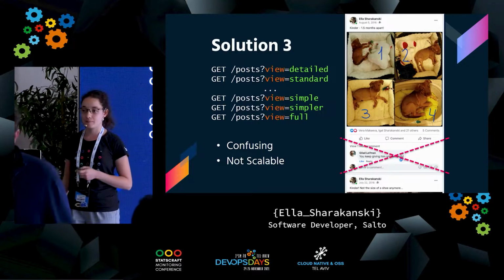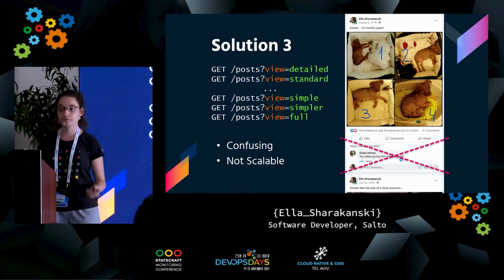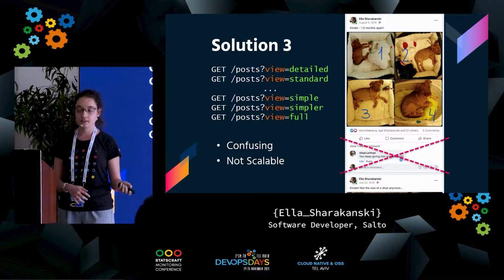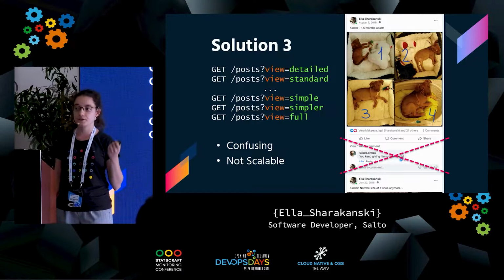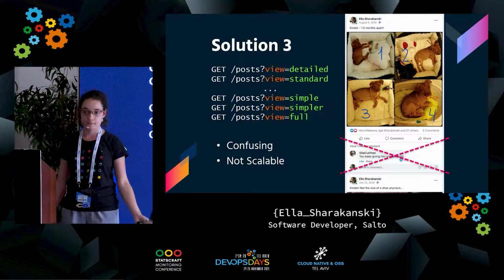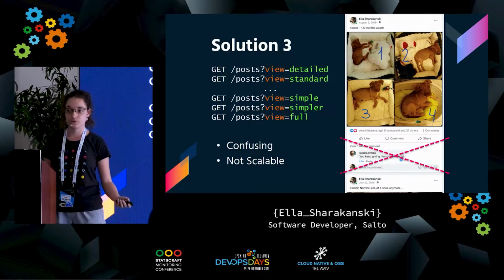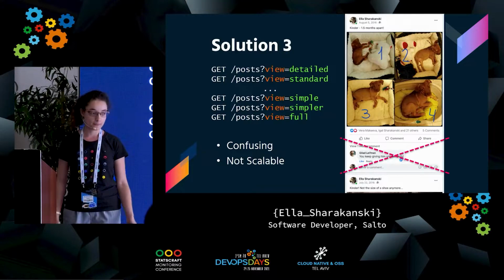And each view will be coupled with your frontend at that specific point in time. So for example, if you decide that eventually you do want to show comments in the app, then you'll have to change your standard view to return comments, even though your detailed view already returns them. So every change in the frontend will be coupled with a change in the backend. And in the end, you'll have so many views, you won't even remember which views you have and which values each view returns. So this is both confusing and not scalable.